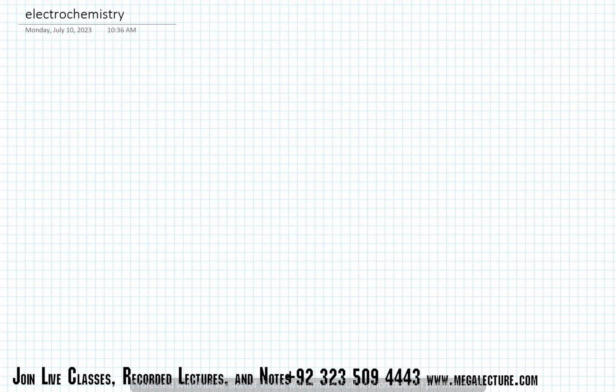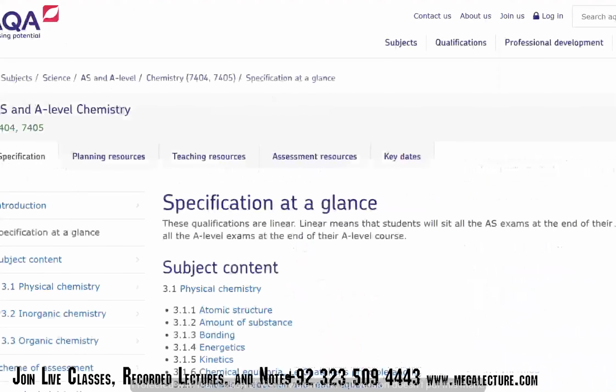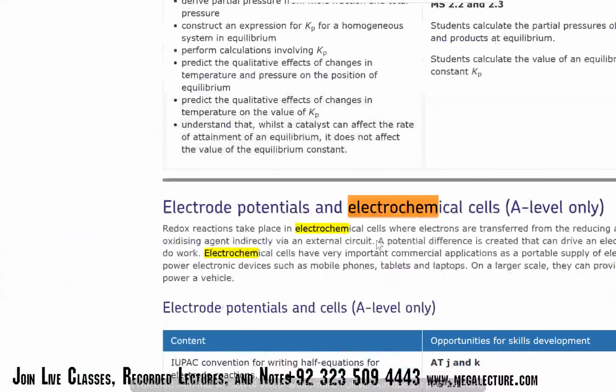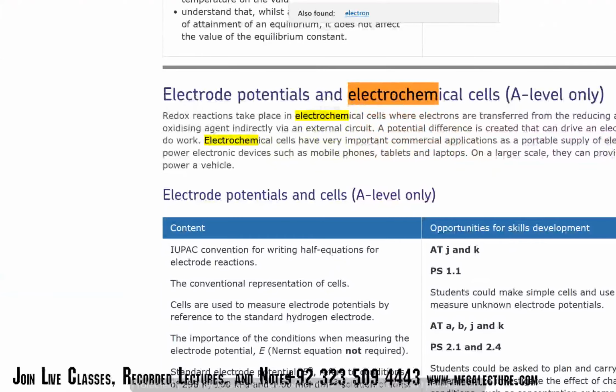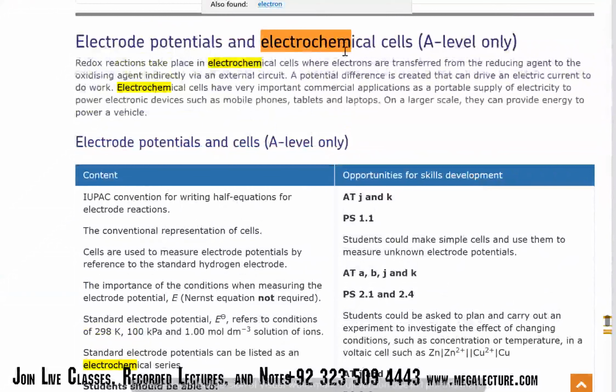So what we can do is we can start with electrochemistry. There's the AQA part. So you get electrode potentials and electrochemical cells. Do you know what electrode potentials are? Have you ever heard of them?